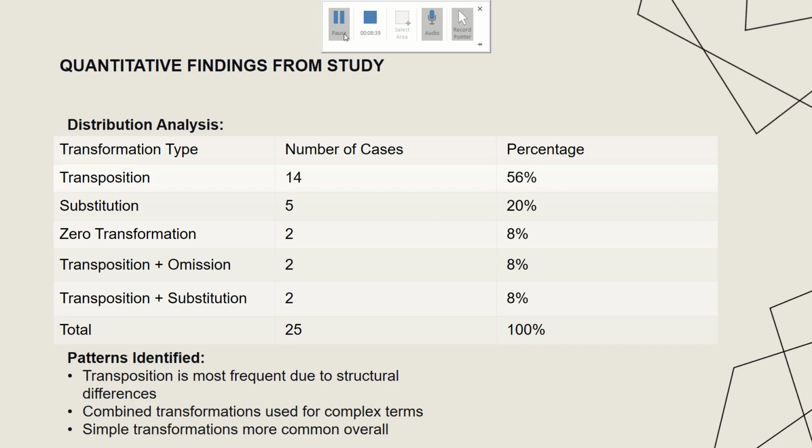Okay. So the distribution analysis shows transposition 14 cases, substitution 5 cases, zero transformation 2 cases, transposition plus omission 2 cases, and transposition plus substitution 2 cases. Okay, so transposition is the most frequent.